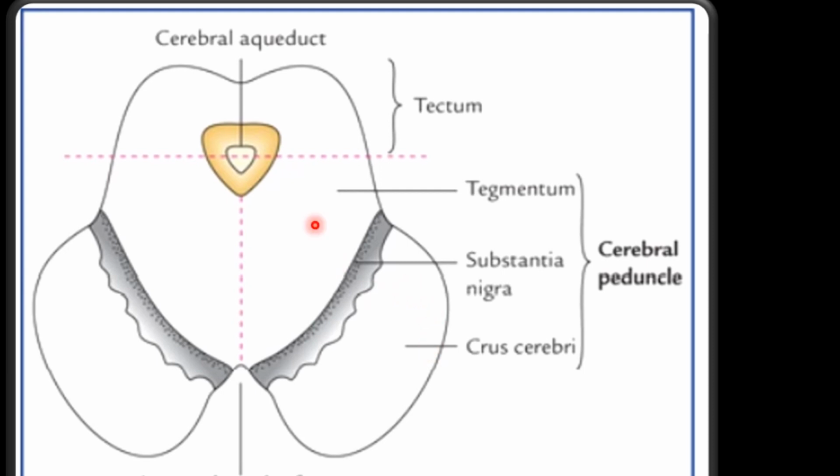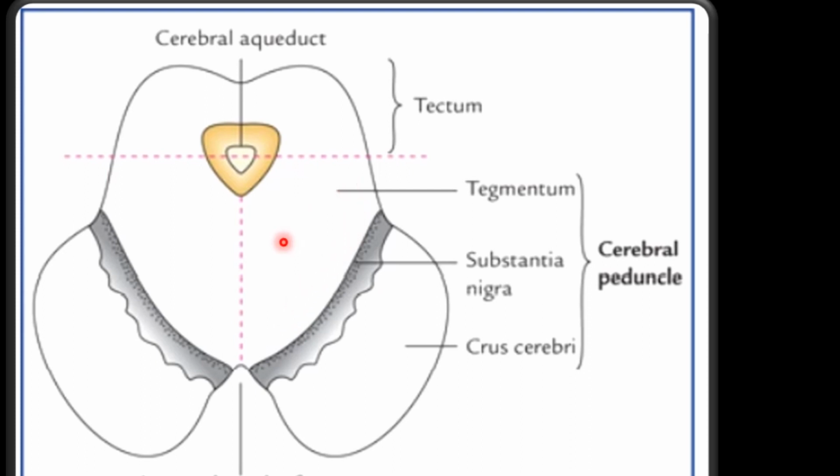Now the tectum is made up of the 4 colliculi. We've already mentioned them, while the cerebral peduncle can be divided into 3 parts. Now these are the 3 parts of cerebral peduncle. We have the part called tegmentum, we have the part called substantia nigra, and we have the part called crus cerebri. So let's identify them. Now the area here is called the tegmentum of the cerebral peduncle.